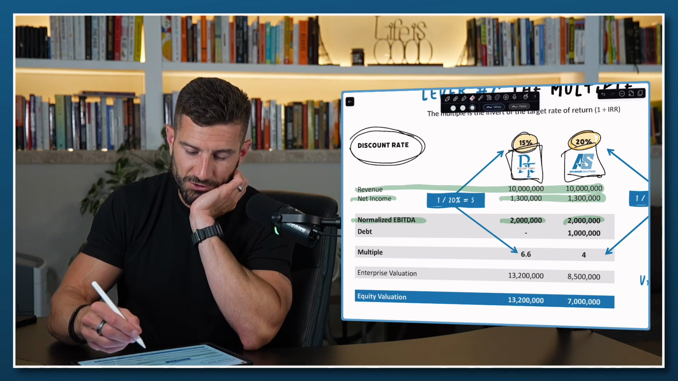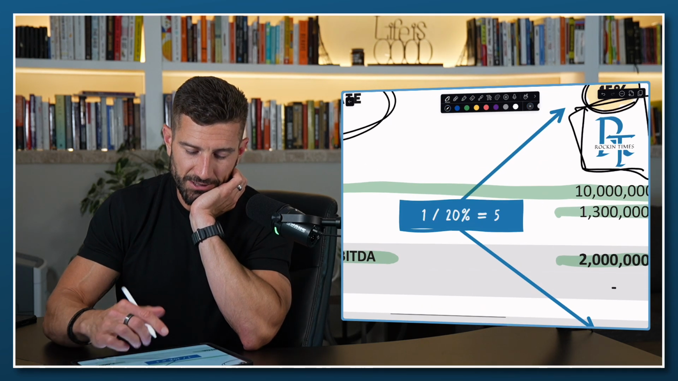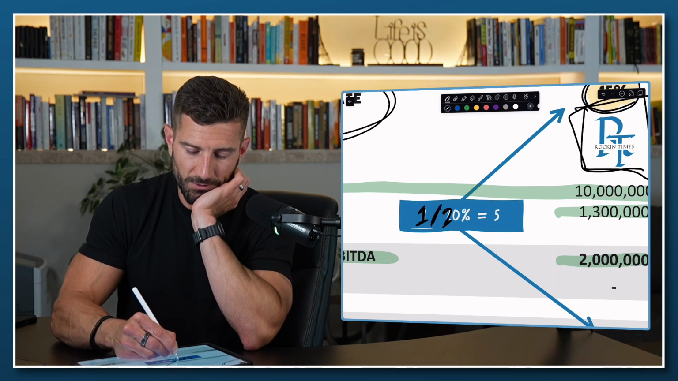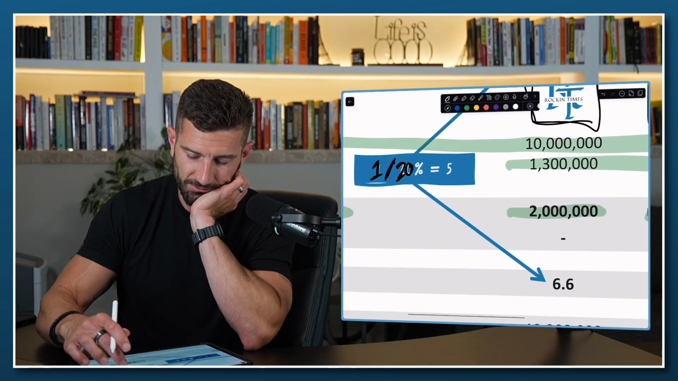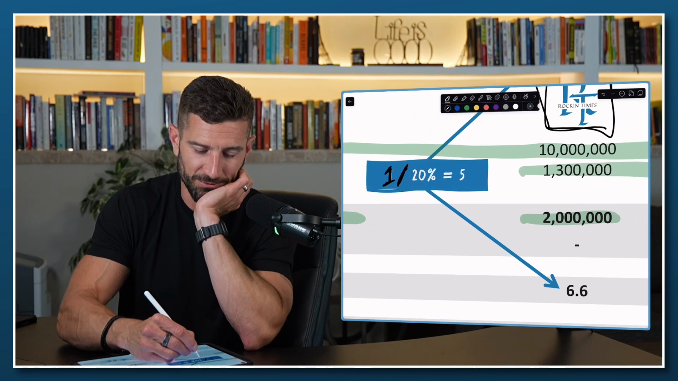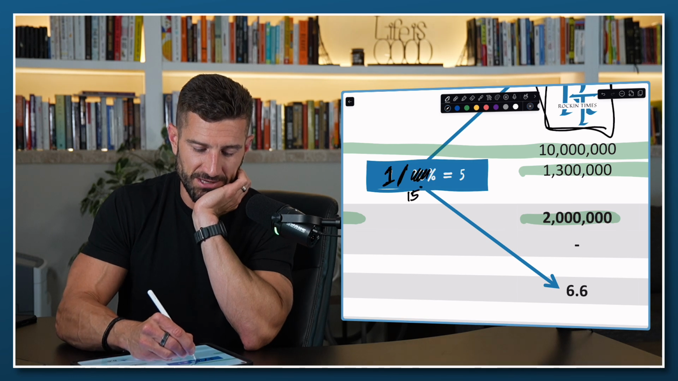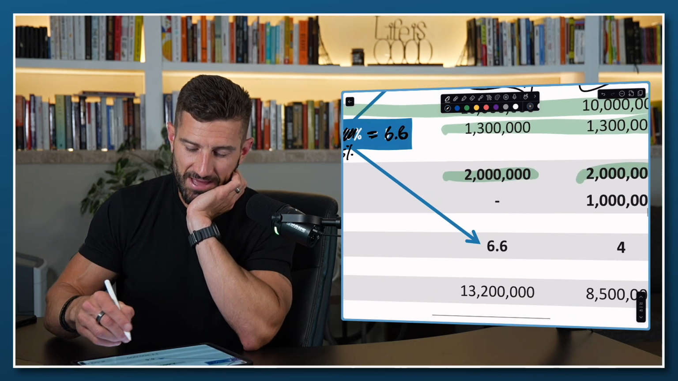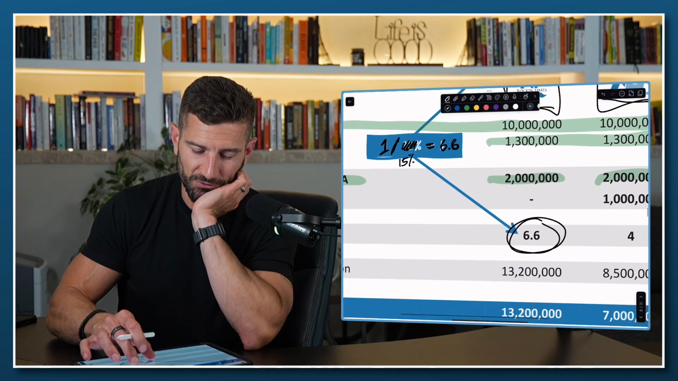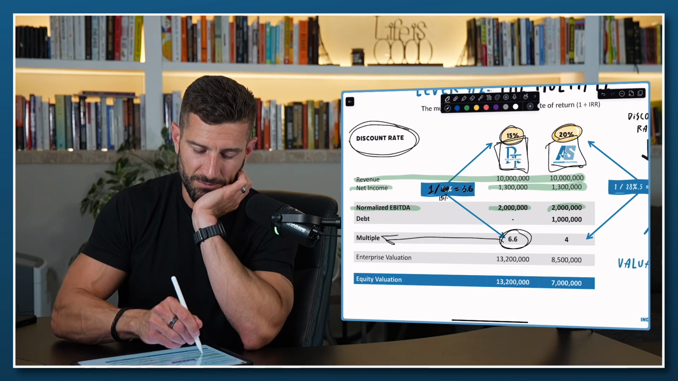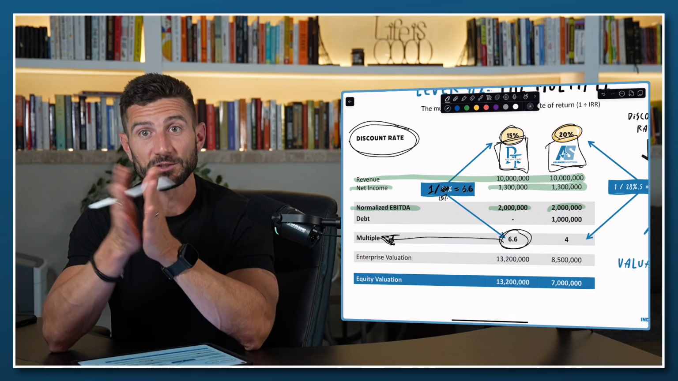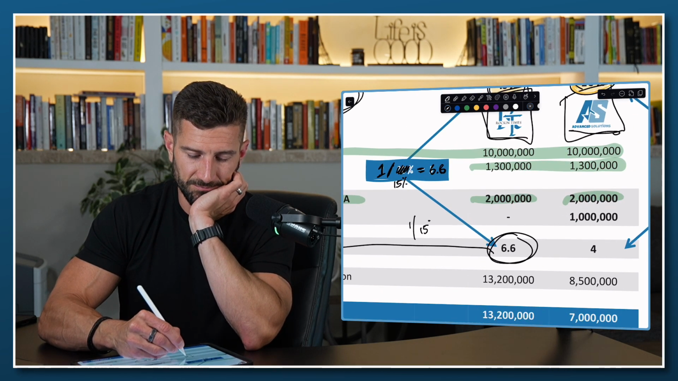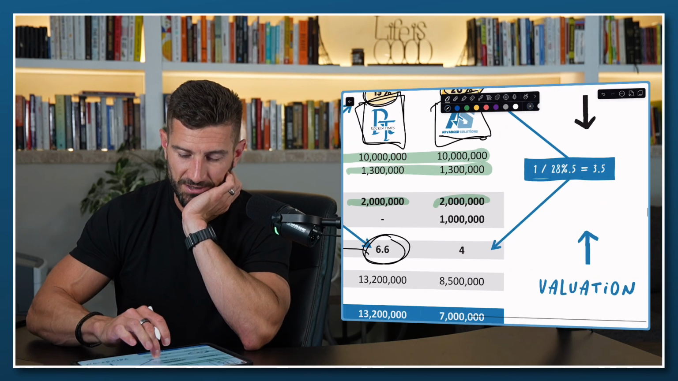And what we're going to do is take 1 divided by 15%, which equals 6.6. So that is where the multiple comes from. Now we have some logic behind the multiple. We say, well, it's less risky, so we have 1 divided by 15% equals 6.6.